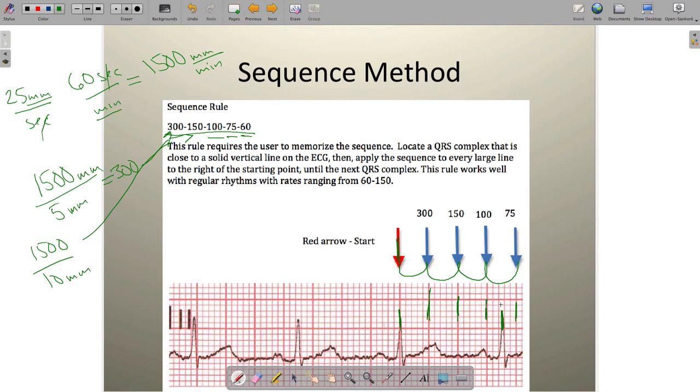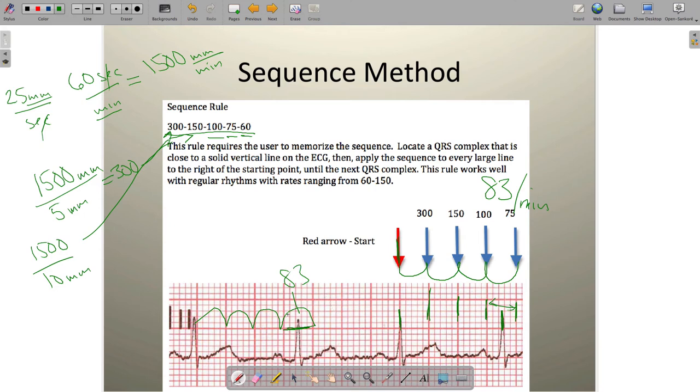Well, ours is kind of in the middle of these two. So it falls between 100 and 75. So the rate here might be about 83 beats per minute. So this is a down and dirty method of quickly looking at the EKG and determining the rate, just by remembering a sequence of 300, 150, 100, 75. Well, it's got to be between 100 and 75, so let's put it at 83.